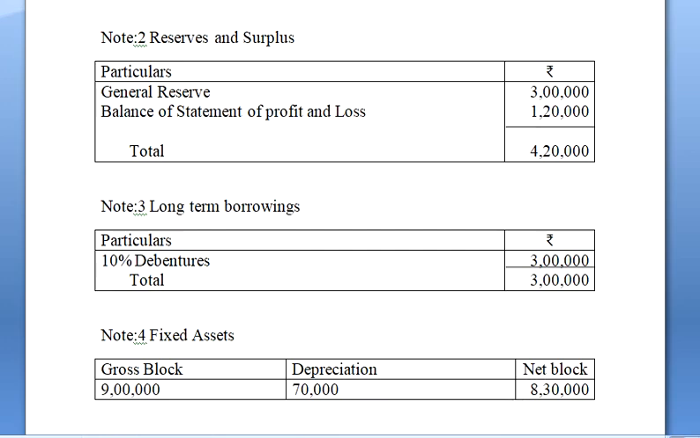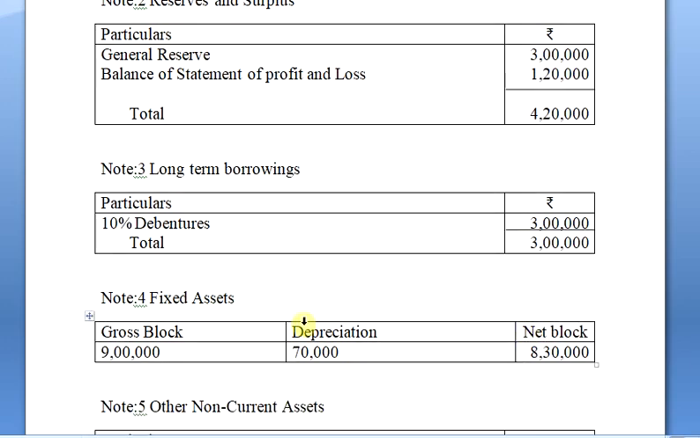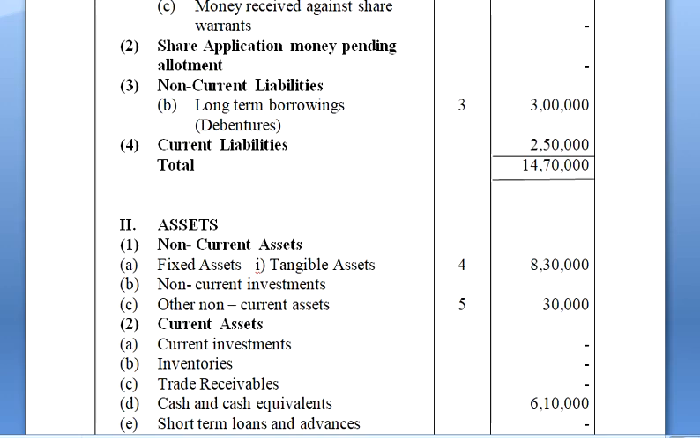How we got that 8,30,000? See here, fixed assets note number 4, gross block how much is given? 9 lakhs, minus this depreciation 70,000, you will be getting net block how much is there? 8,30,000. Gross block how much is there my dear students here? 9 lakhs minus the depreciation 70,000, so you will be getting the net block amount of rupees 8,30,000 my dear students. Again, non-current investment is nil, other non-current assets note number 5, I maintain 30,000.